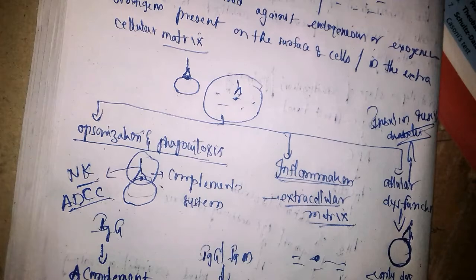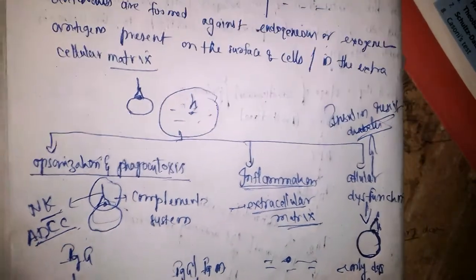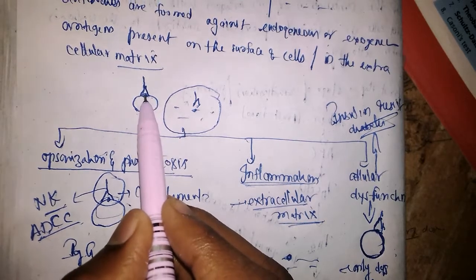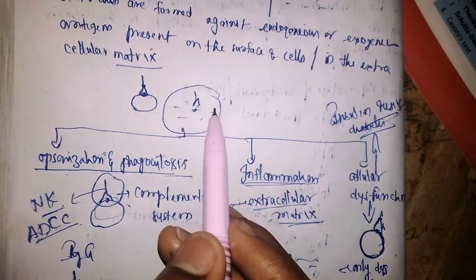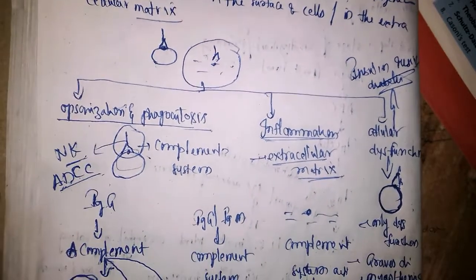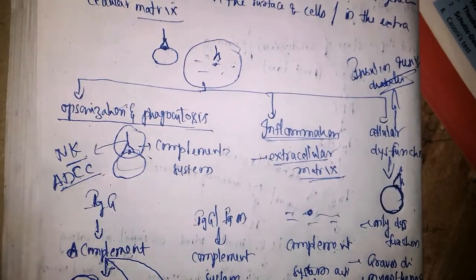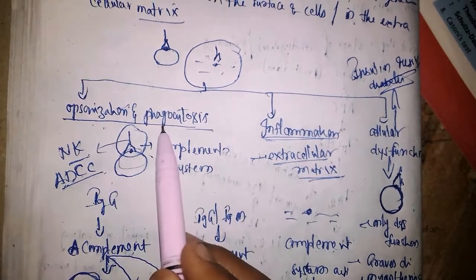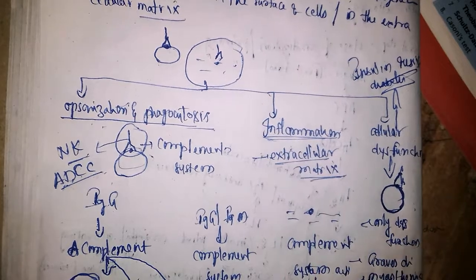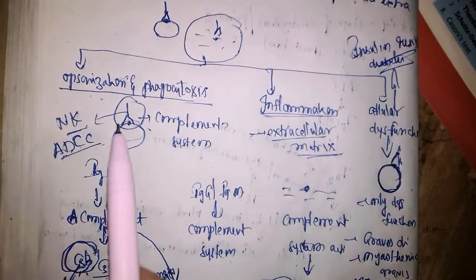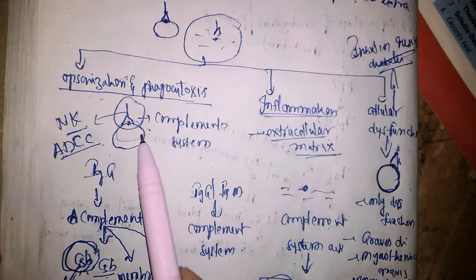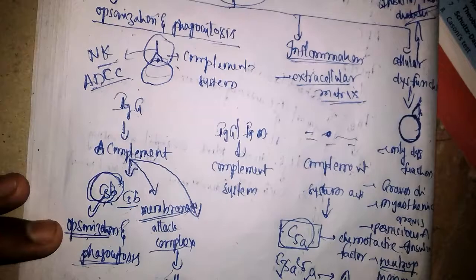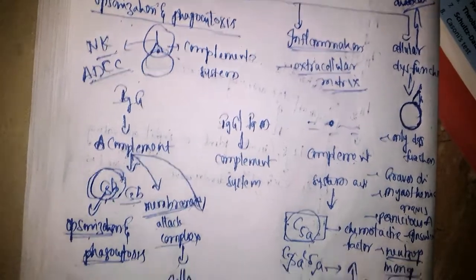So this type 2 hypersensitivity reaction will result when antibodies react with antigens present on the cell surface, or when they are present in the extracellular matrix. This attachment will result in three effector mechanisms. One is opsonization and phagocytosis, the second one is inflammation, and the third one is cellular dysfunction. In opsonization and phagocytosis, this mostly takes place when the antigen is present on the cell surface, right?